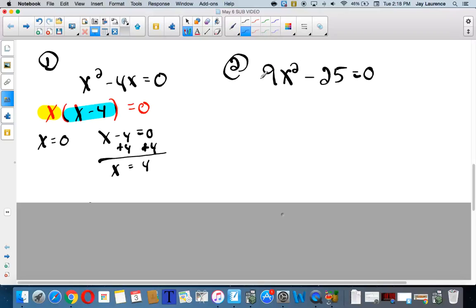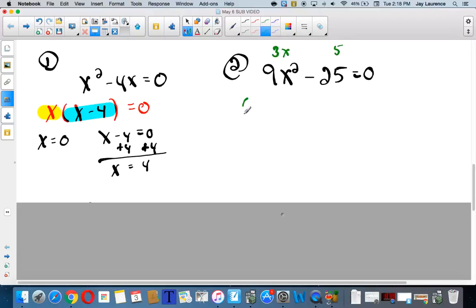All right, I look for a GCF. The only GCF I see is 1. It's a binomial, so I check to see if they're both perfect squares. Well, let's see. 9x squared is a perfect square. Its square root is 3x. 25 is a perfect square. Its square root is 5.